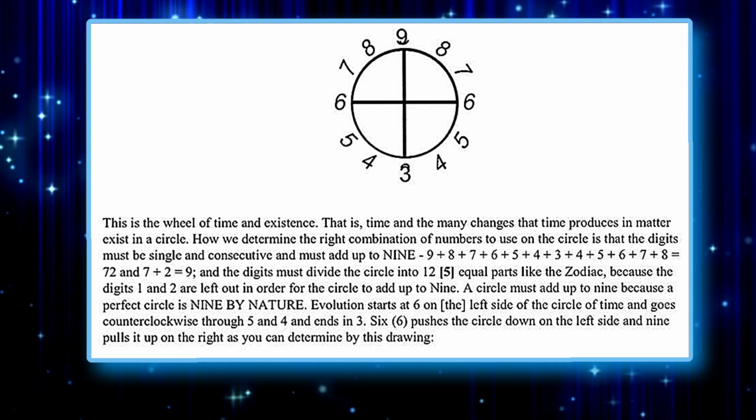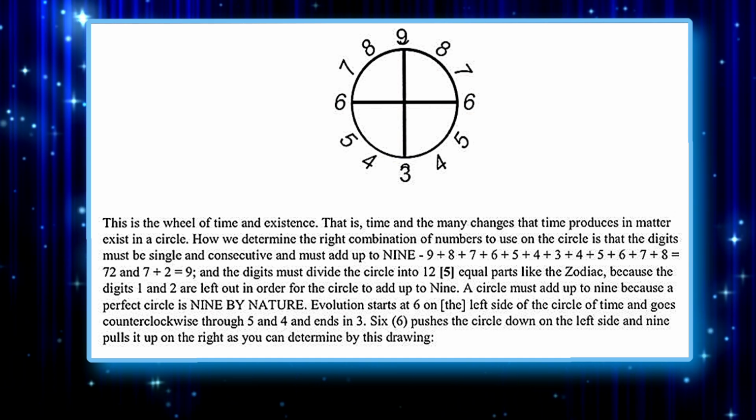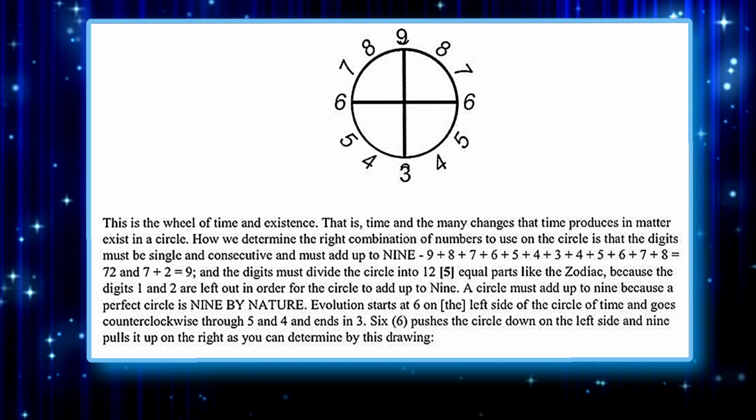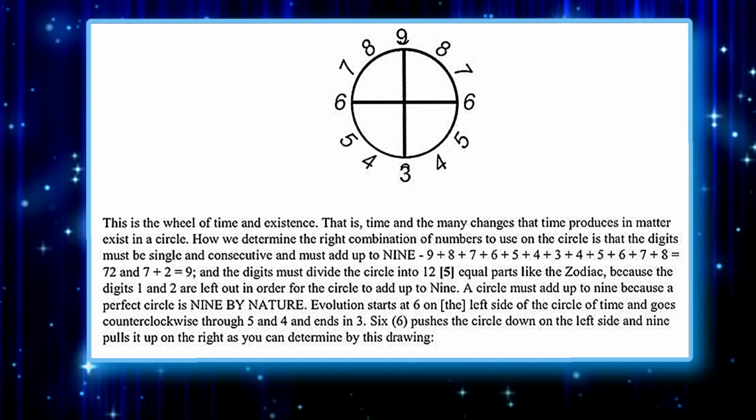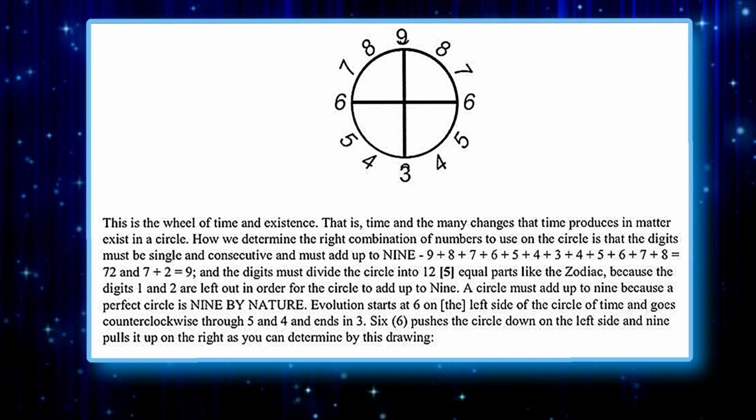And the digits must divide the circle in 12 equal parts like the zodiac, because the digits 1 and 2 are left out in order for the circle to add up to 9. A circle must add up to 9 because a perfect circle is 9 by nature.